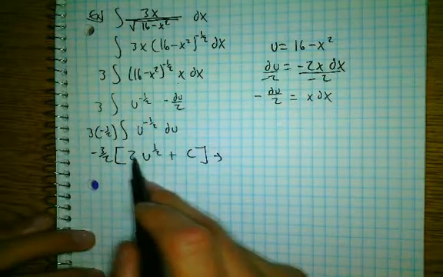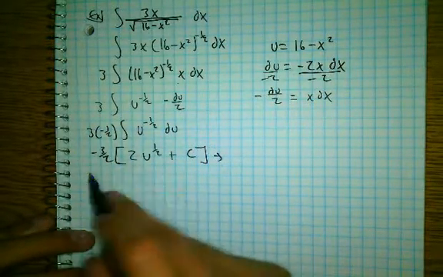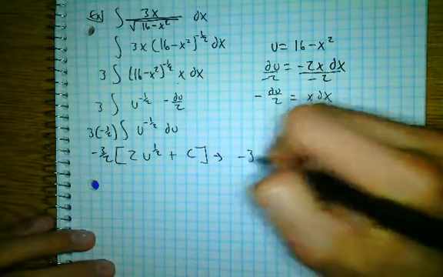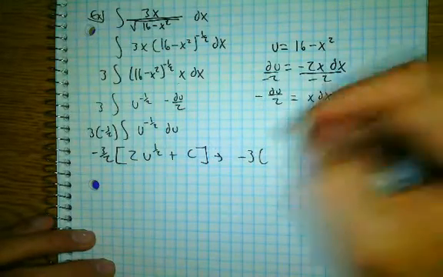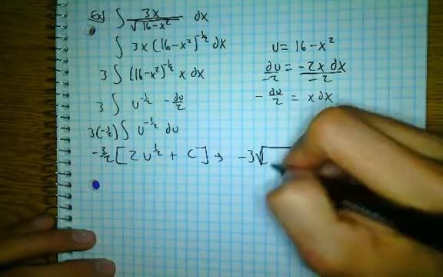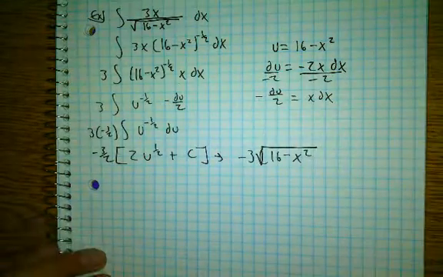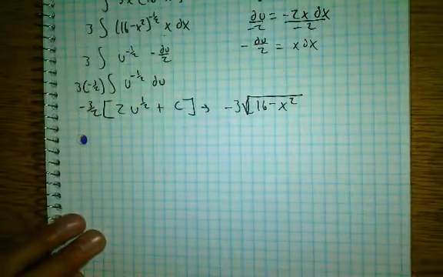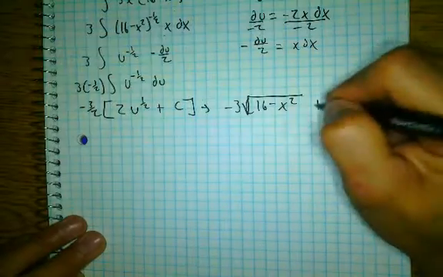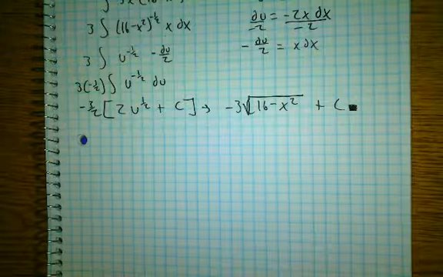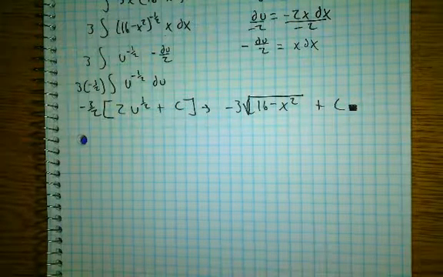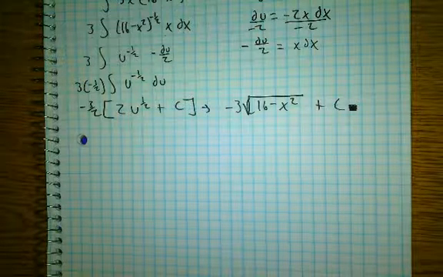U in your case was 16 minus x squared to the 1/2. So what if I write it like this? Square root of 16 minus x squared, right? Plus c. So negative 3 times the square root of 16 minus x squared plus c. So this one didn't even require natural log, right? We're good?